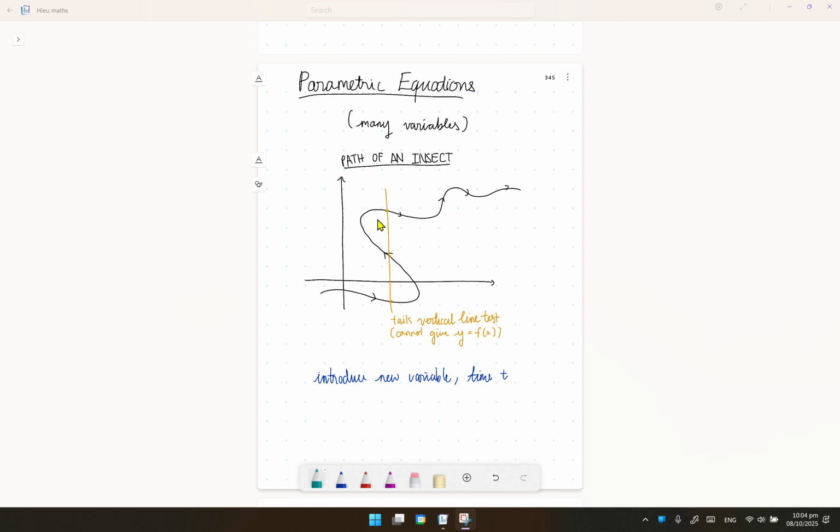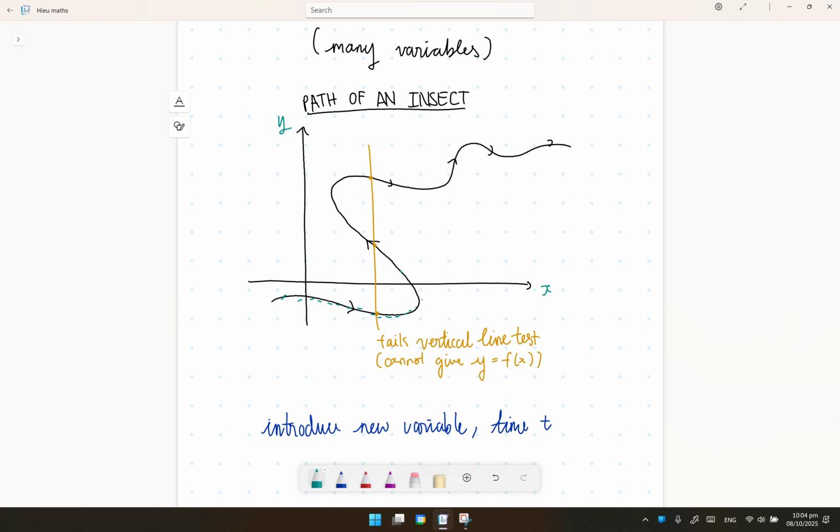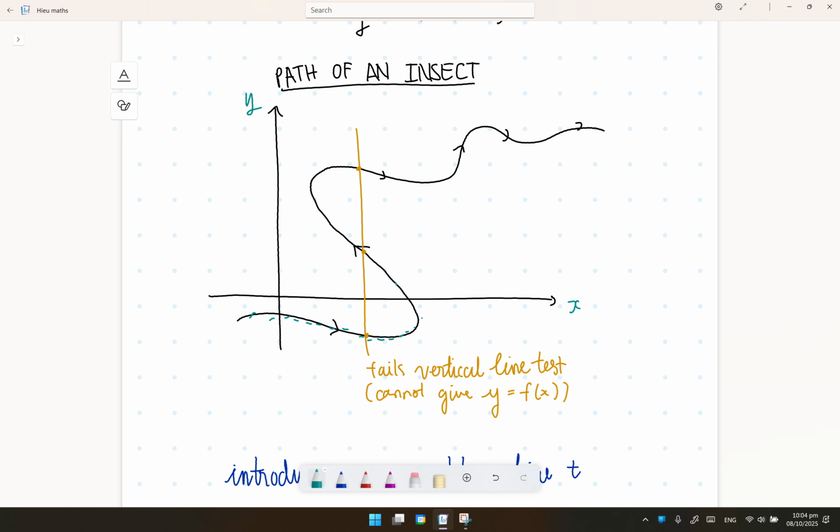Okay, so let's say you have a graph that looks like this, right? This is y and this is x, and it's kind of the plot of a position. Imagine every second we plot the position of an insect. I think I copied this wrong. I think the professor was saying the path of a particle, but you can think of it as the path of an insect. Basically, we can't write this as y equals a function of x.